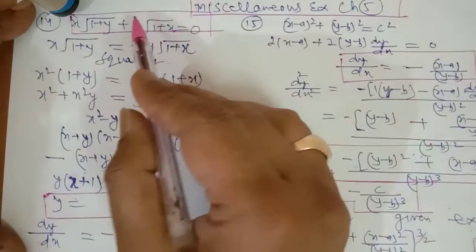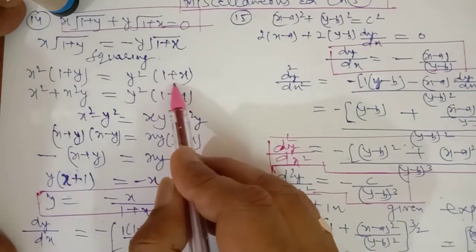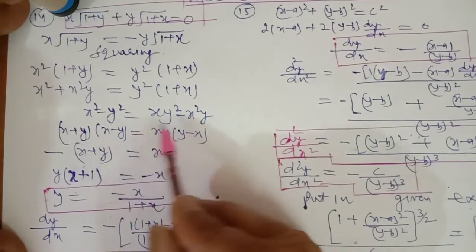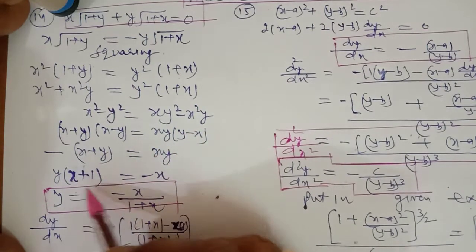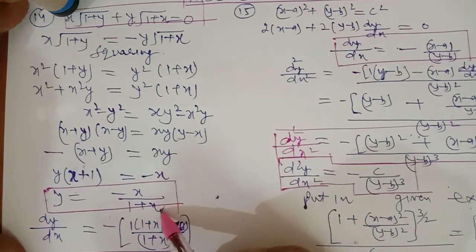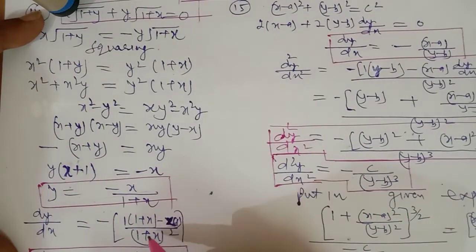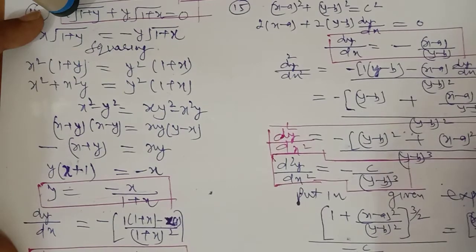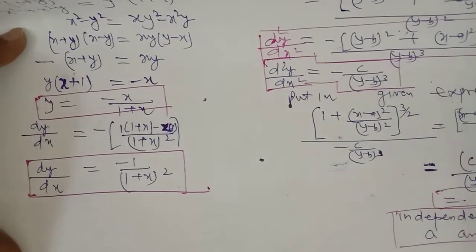Algebraically simplify it. You take one of the terms to the right hand side, squaring both the sides. You can remove the square roots, and by factorization or by simplification of these expressions algebraically, you are getting the value of y as minus x upon 1 plus x. Now differentiate by using the quotient rule: square of the denominator, derivative of the numerator into denominator minus numerator into derivative of the denominator, which gives minus 1 upon (1 plus x) whole square.